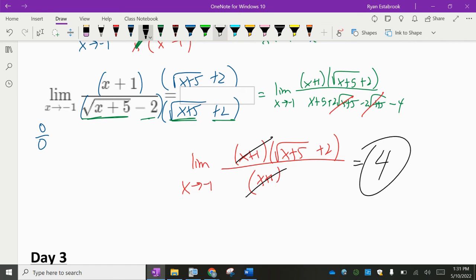4. Negative 1 plus 5 is 4. The square root of 4 is 2. 2 plus 2, there's our 4. So when you get 0 over 0, factor or multiply by a conjugate, 2 good processes to use to be able to evaluate the limit.